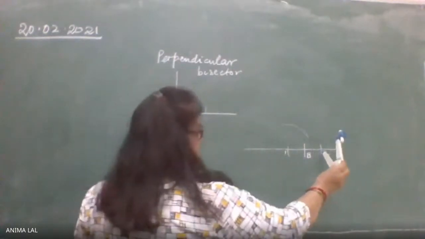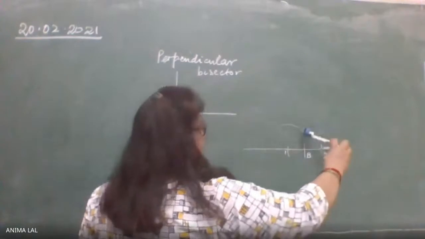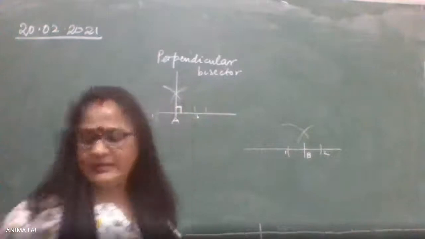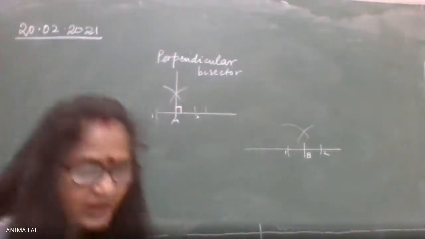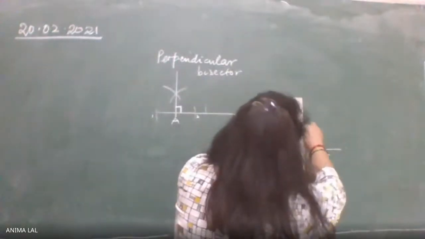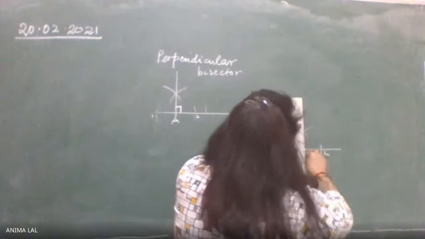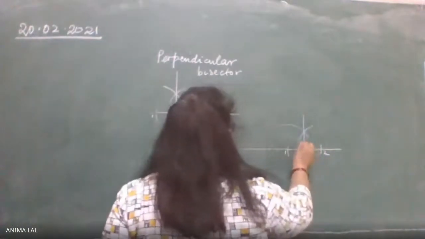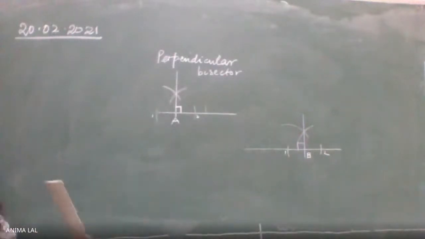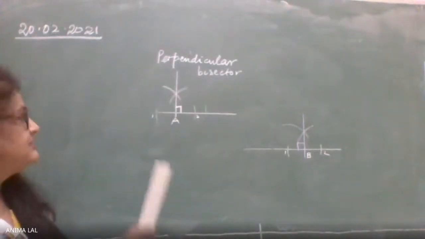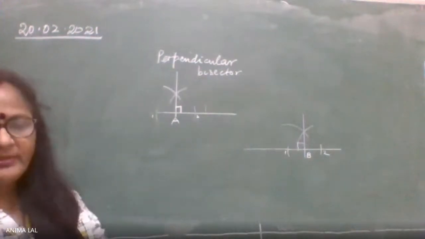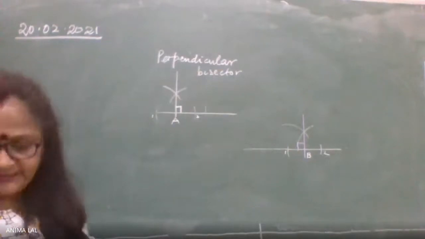Without changing it, put the compass point at 2 and cross the arc that you have made. You will get a point where the two arcs meet. Now join the points. If I join the points, I will get an angle on my right, which is 90 degrees. Okay? This method is drawing the perpendicular bisector or a perpendicular line.